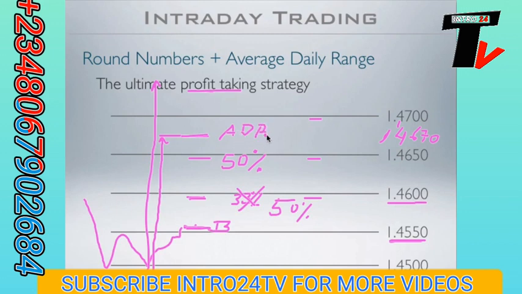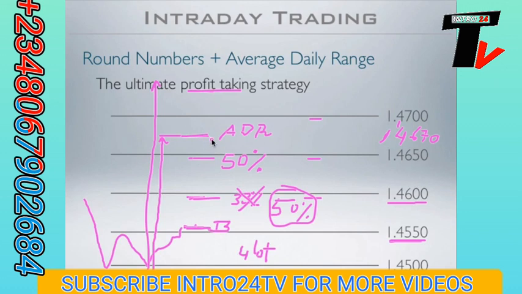Maybe you may be asking, what does exiting 50% of the trade mean? Well, that means that if you took the entry with 4 lots, then you exit 2 lots here and then 2 lots there.